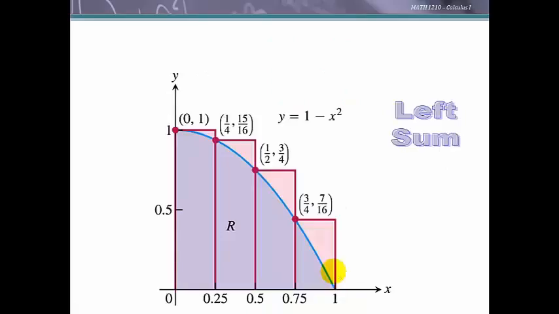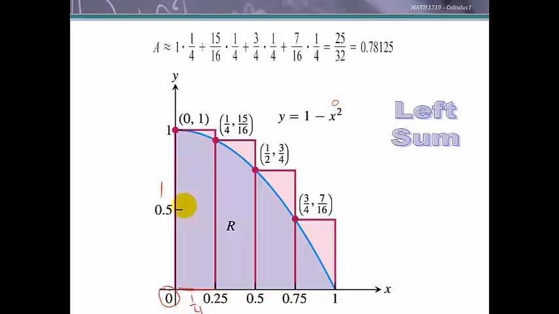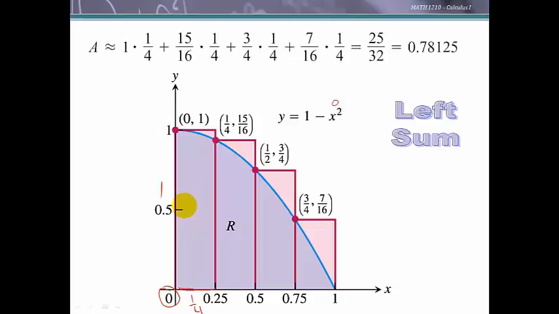If we looked at the left-hand sum and we started by putting in here, we can see if we put in 0, we would have this 1/4 wide, and putting a 0 in here, it would be 1 high, and so we could sum those up and we would get approximately 0.78125, and again, we're not exact and we would have overestimated this time.